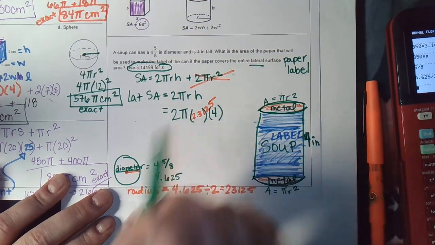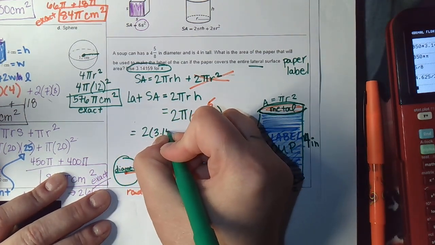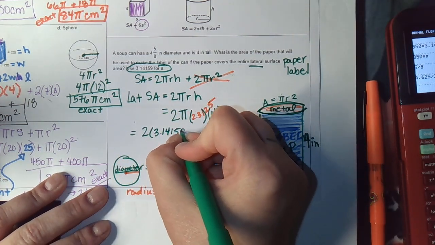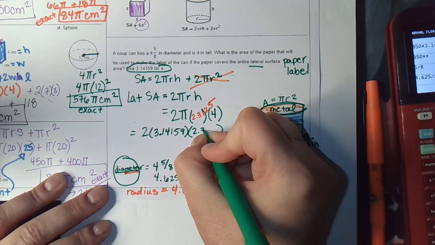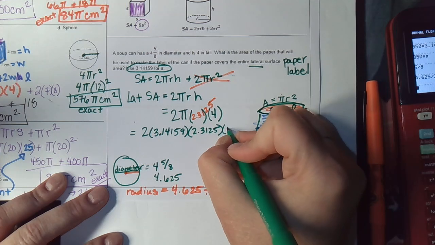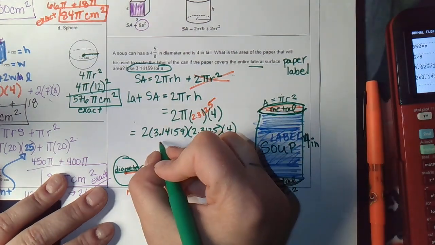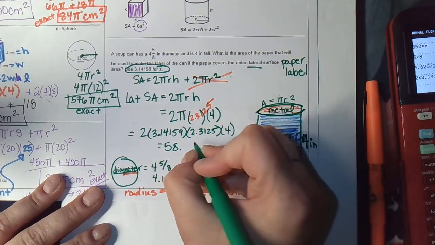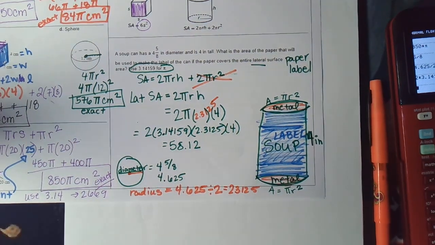And they told us to use 3.14 for pi. So we're going to have 2 parentheses 3.14159 times 2.3125, that's the r, times 4. And we get 58.12-ish. See what your homework wants you to round to.